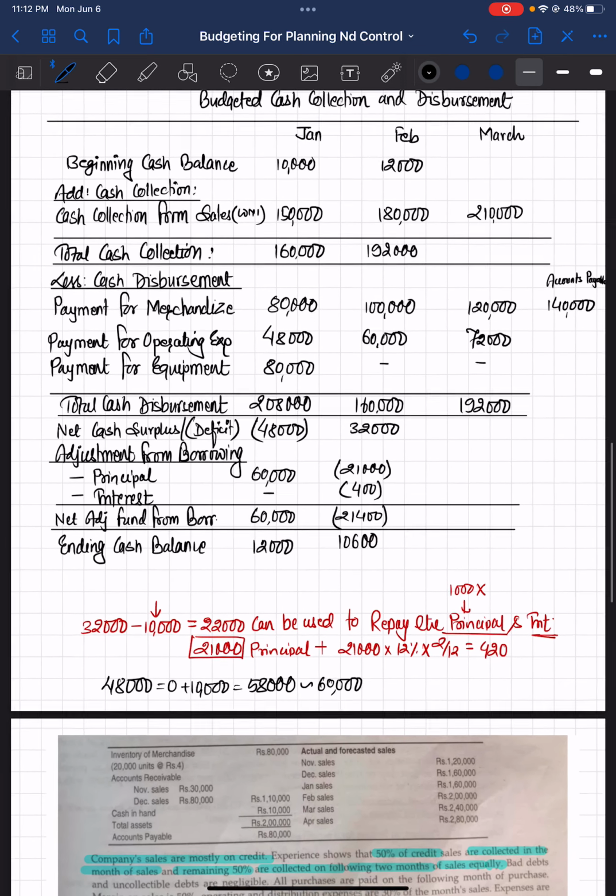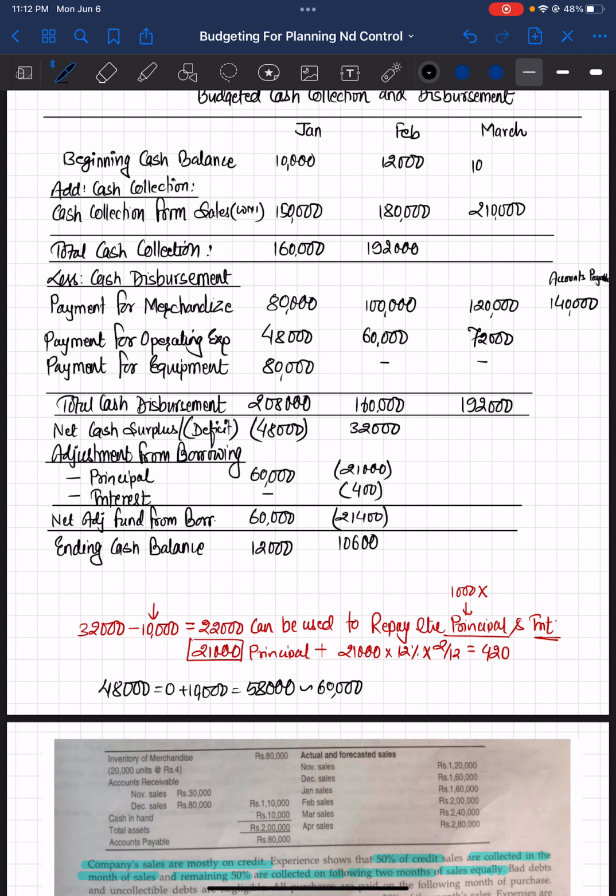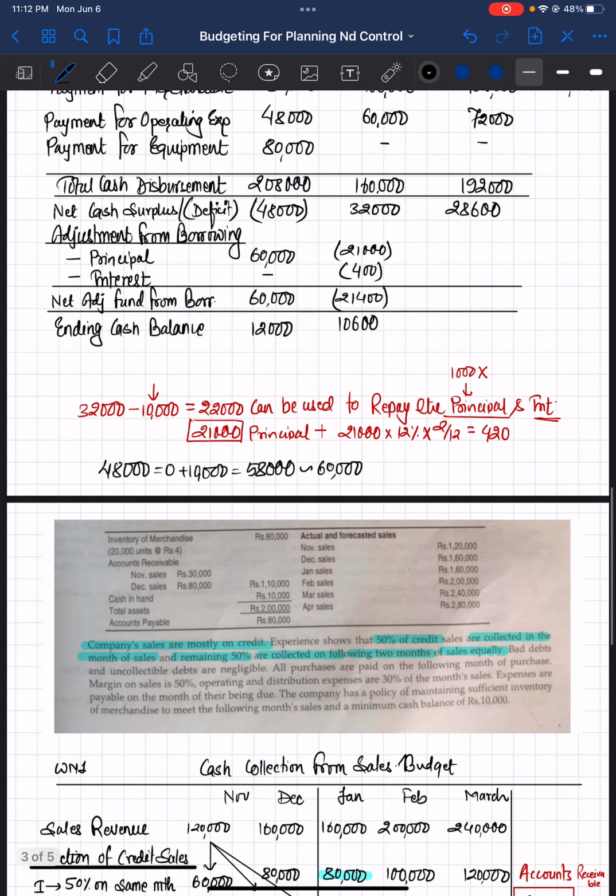Now this 10,600 is going to be the beginning balance of this March. So 10,600 plus 210,000, that's going to be 220,600. So if you deduct the cash outflow, that's got 28,600. All right, so we still have the money.